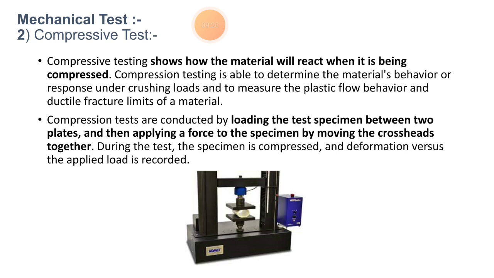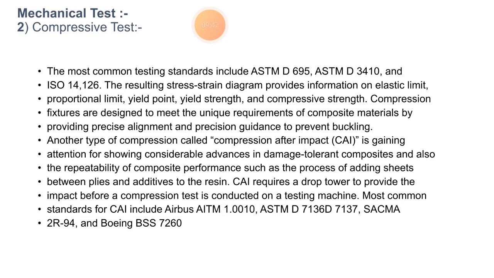Compression tests are conducted by loading the test specimen between two plates and then applying a force to the specimen by moving the crossheads together. During the test, the specimen is compressed and deformation versus applied load is recorded. The most common testing standards include ASTM D695, ASTM D3410 and ISO 14126. The resulting stress-strain diagram provides information on the elastic limit, proportional limit, yield point, yield strength, and compressive strength. Compression fixtures are designed to meet the unique requirements of composite materials by providing precise alignment and guidance to prevent buckling.